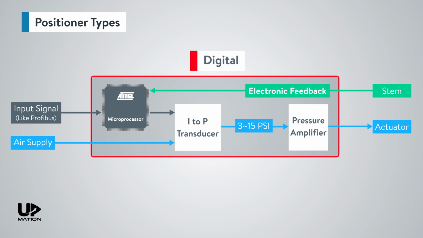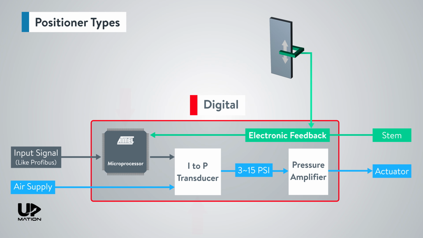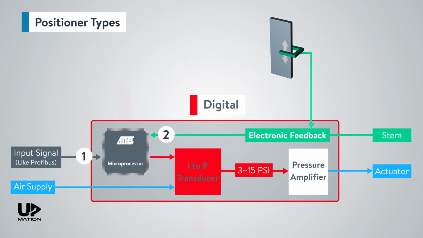In addition to an I2P transducer, these positioners take advantage of a microprocessor to fill in the place of the mechanical position feedback. The input signal or setpoint from the PLC will be sent directly to the microprocessor. The valve position feedback, which is measured electronically, will also enter the microprocessor. Comparing these two electronic signals, the microprocessor is able to adjust the valve position quite accurately in comparison with the other types of positioners.